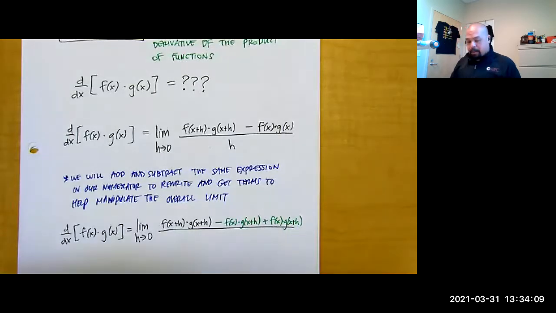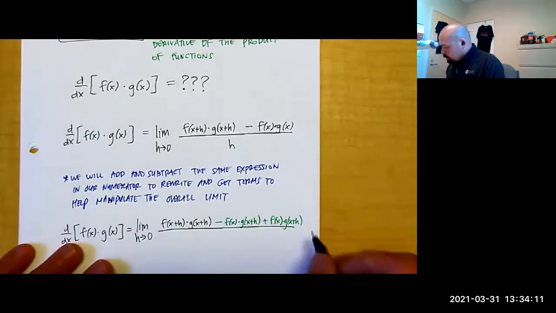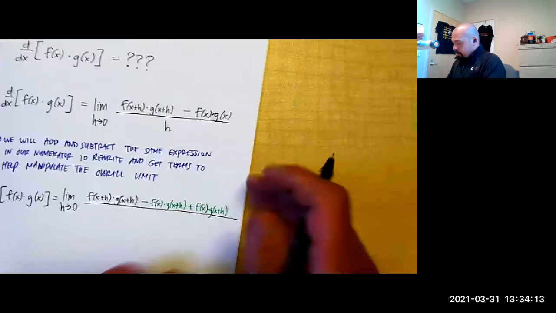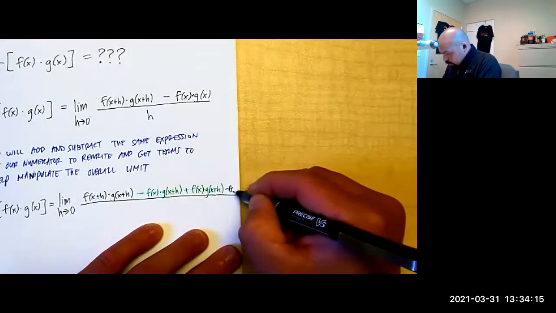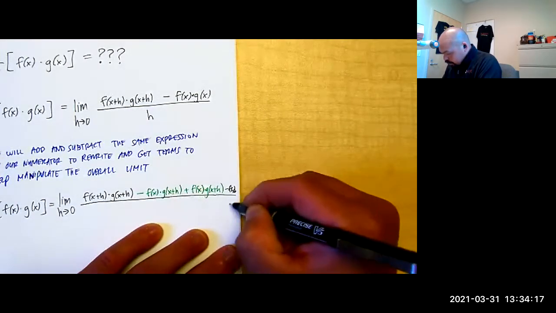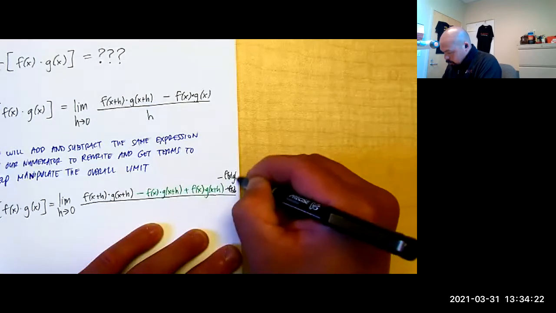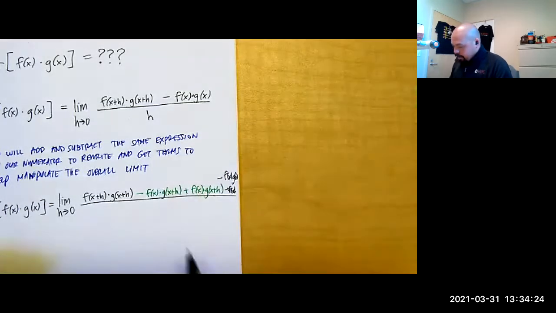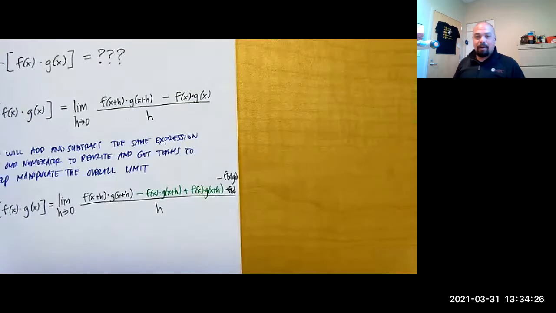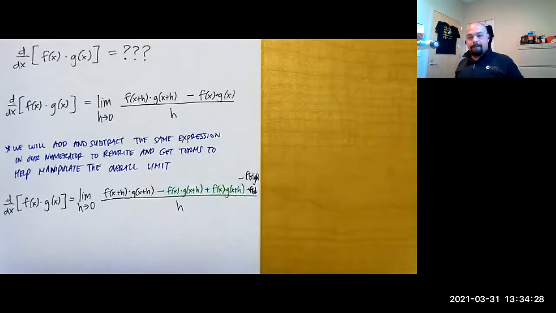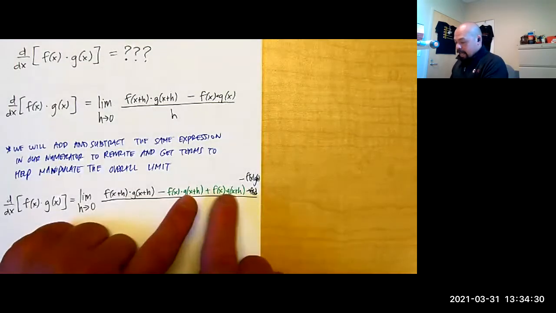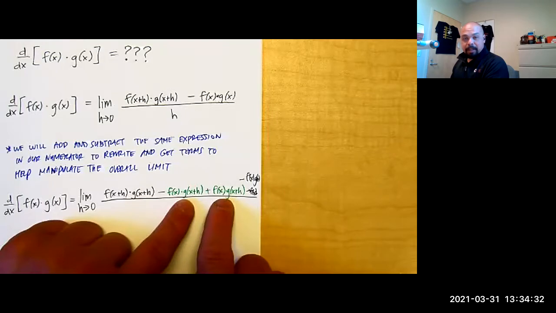And I know I kind of ran out of space here, but we will. I'm going to keep the f of x, g of x in there. I'm sorry for that kind of crowding. I'll write a little bit smaller in my next line. But these are the pieces. Adding, subtracting, the same exact expression, right?